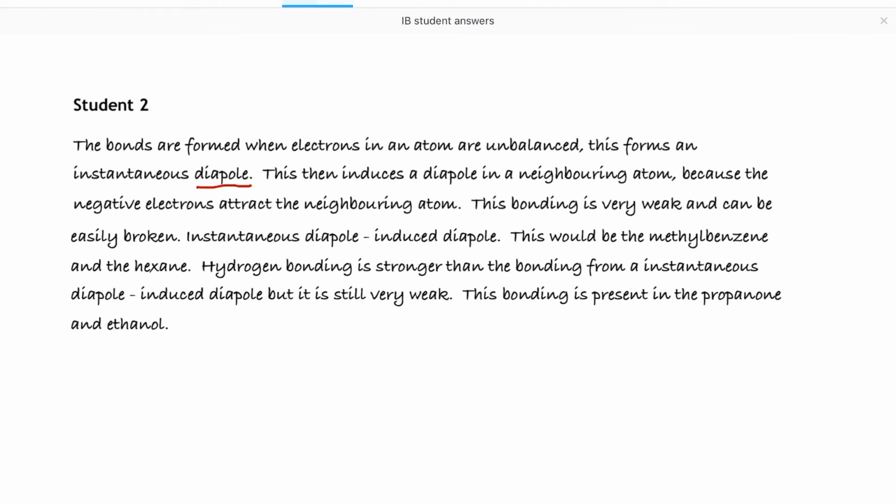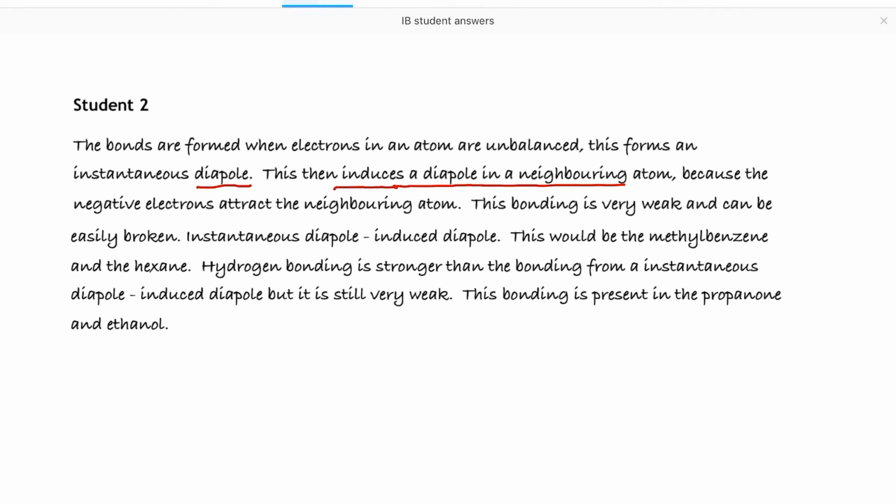This induces a dipole, I'm going to pretend that they've spelt it right, in a neighbouring atom, because the negative electrons attract the neighbouring atom. Now, again, we've got to be really careful here. At A level, this is not incorrect, but in the context of the sentence, the student clearly has no idea what they're talking about, so I'm not going to award any marks for it.